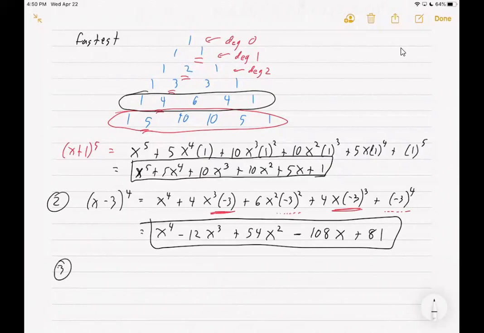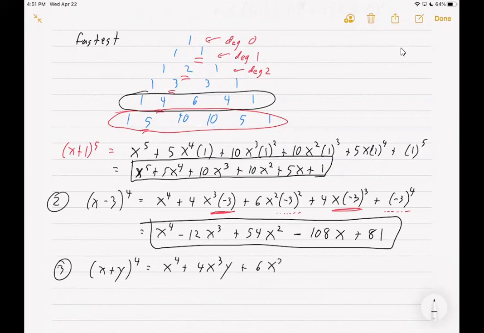So example 3, this will be an easy one. Let's just do x plus y. Let's go to the 4th power again. This is easier than the example we just did because it's 1x to the 4th plus 4. We drop x by 1 and bring y up by 1. The next coefficient was a 6.